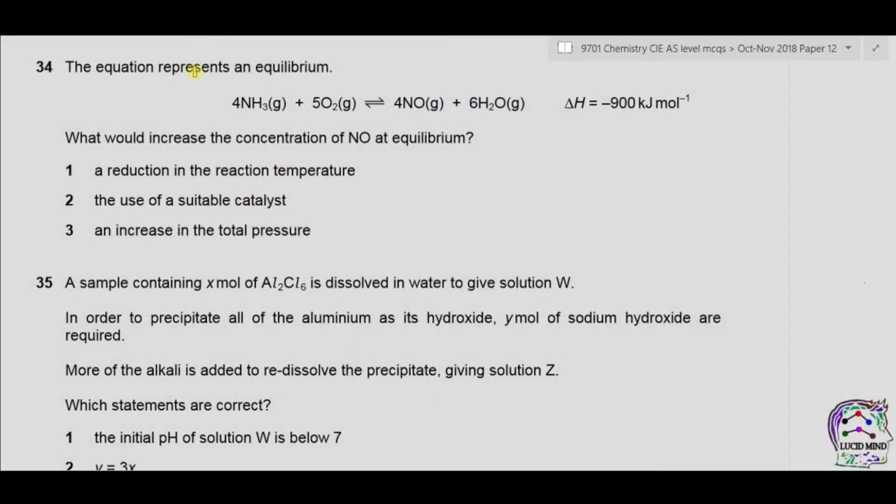Question 34. The equation represents an equilibrium reaction. Ammonia reacts with oxygen to form nitrogen monoxide and water. The enthalpy change is negative 900, so it means it is an exothermic reaction. What would increase the concentration of NO at equilibrium? NO is the product.